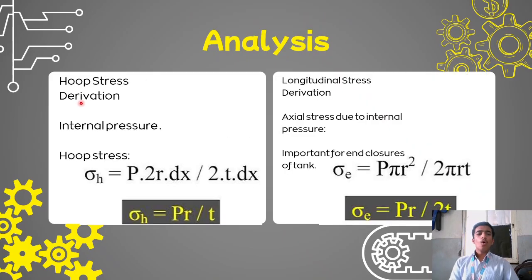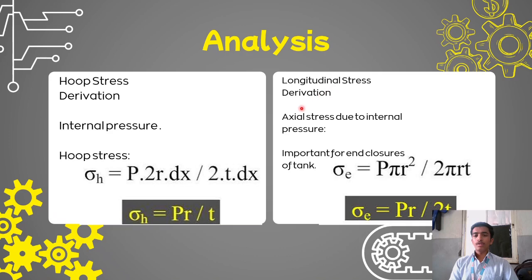So analysis, hoop stress. After derivation, we find internal pressure. Hoop stress sigma H is equal to P into 2R into dx upon 2T dx. So we find sigma H is equal to PR divided by T for hoop stress, and R is the radius of the cylinder, P is the applied pressure, and T is the thickness.